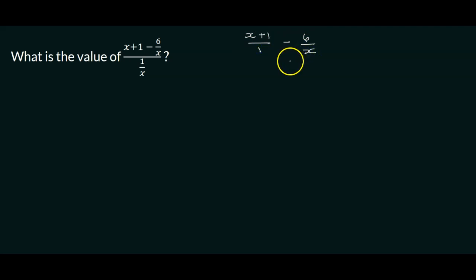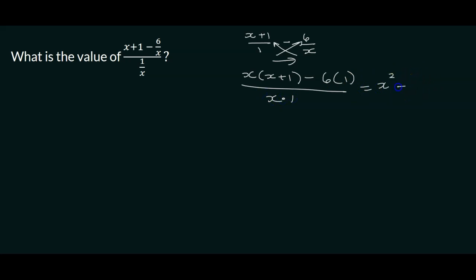One of the methods I like to use is I just do a cross product, especially because if you look at the denominators, they have no similarities. So we're going to do a cross product here. So we're going to have x multiplied by x plus 1, minus 6 multiplied by 1, and then we divide it by x multiplied by 1. So this is going to be x squared plus x minus 6 over x.